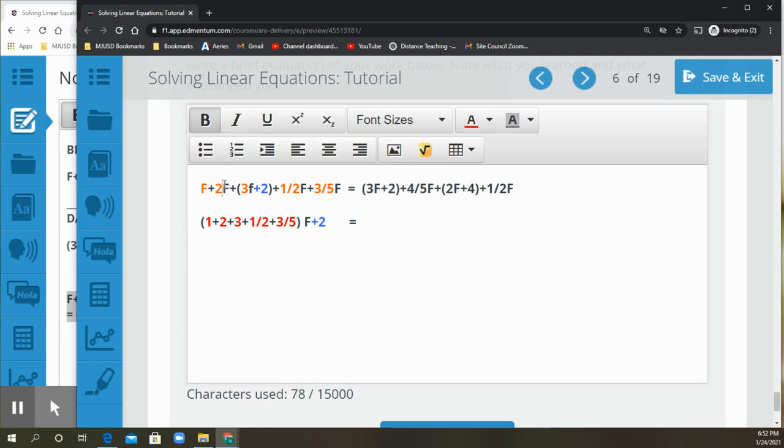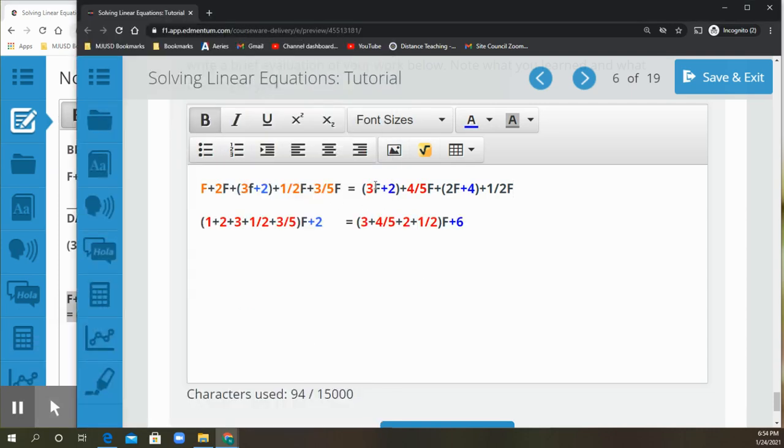Everywhere there's a number right next to the letter, even if it is a fraction, right next to the letter, and not this alone +2 number, we can put those together and make 1 + 2 + 3 + half + 3/5 multiplied by F, +2. The +2 and the +2. So that's how we simplified that, and we're going to do the same thing to this side.